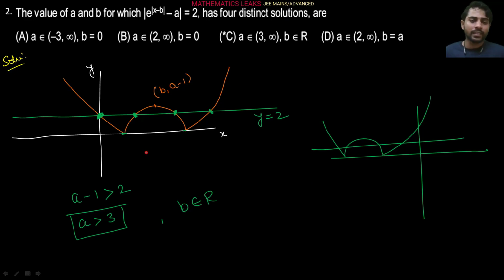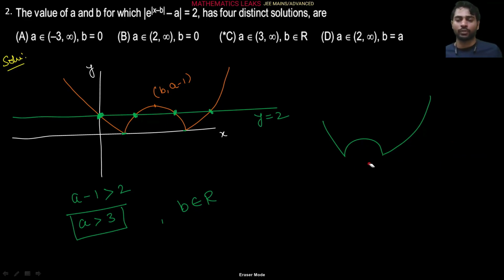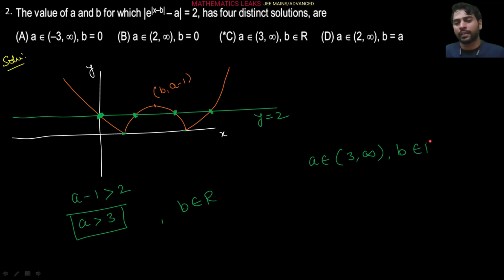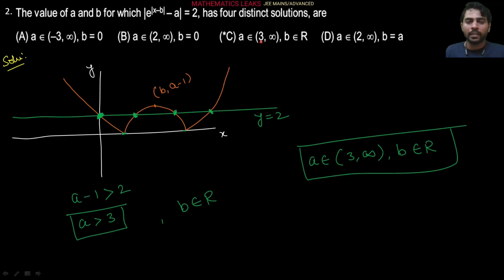For four distinct solutions, a must be greater than 3 and b can be anything, positive, negative, whatever it will be, that much of a unit left side or right side. The situation will just be shifted. There will be no change in the number of solutions. The number of solutions depends on a. So a must be greater than 3. So we can say the answer is a belongs to the open interval 3 to infinity and b belongs to all real numbers. So which option is correct, you can observe. Open interval 3 to infinity, a value belonging, and b belongs to all real numbers. C option is correct, everybody, right?